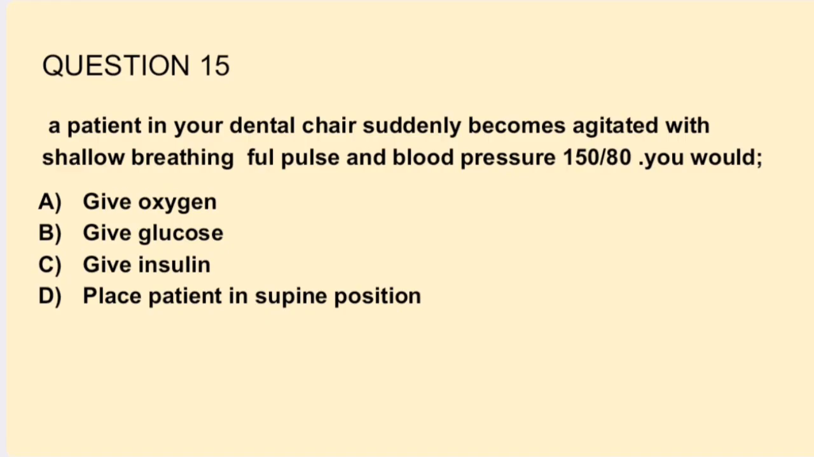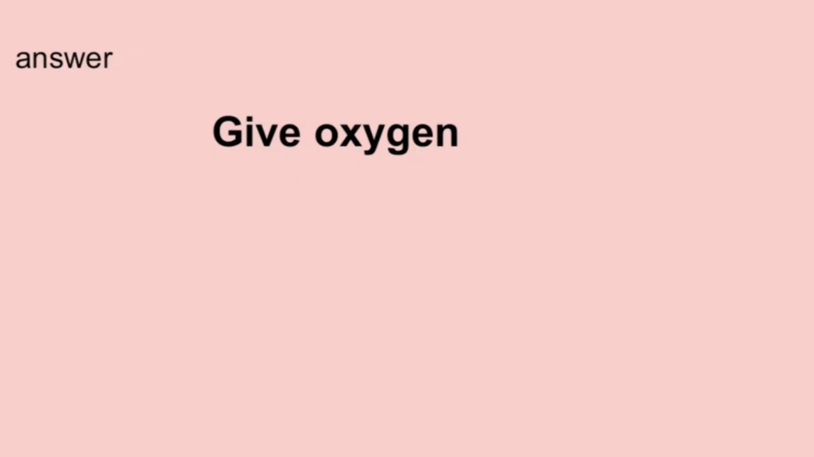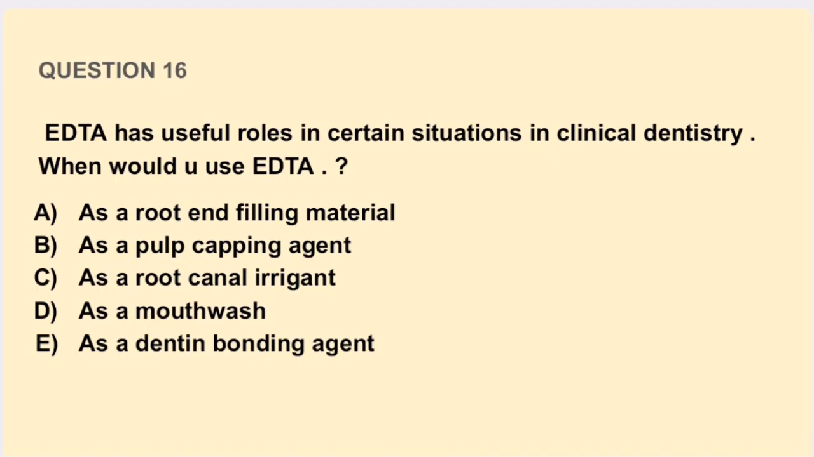Question 15. A patient in your dental chair suddenly becomes agitated with shallow breathing, full pulse and blood pressure of 150 over 80. You would A. Give oxygen, B. Give glucose, give insulin, or place the patient in supine position. The answer is give oxygen.